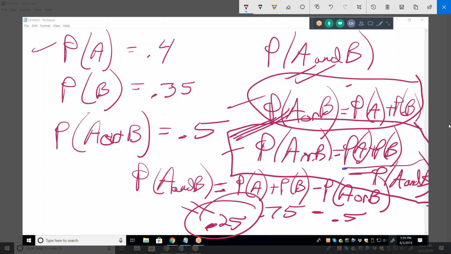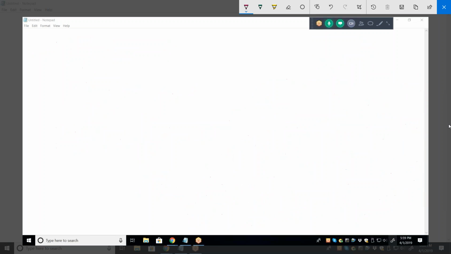So that's the main formula. The probability of A or B equals probability of A plus probability of B minus the probability of their connectedness, which is the overlap. And that makes a lot of sense. Okay. What else you got?